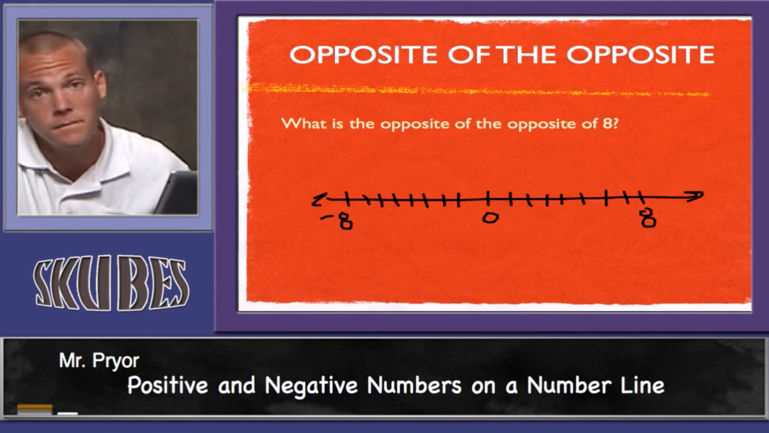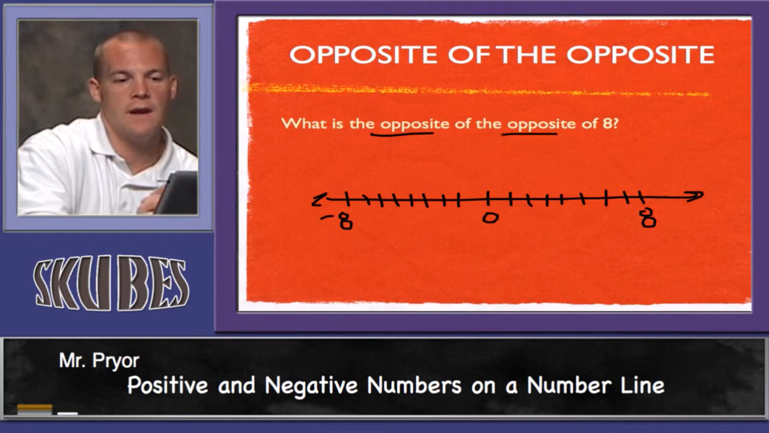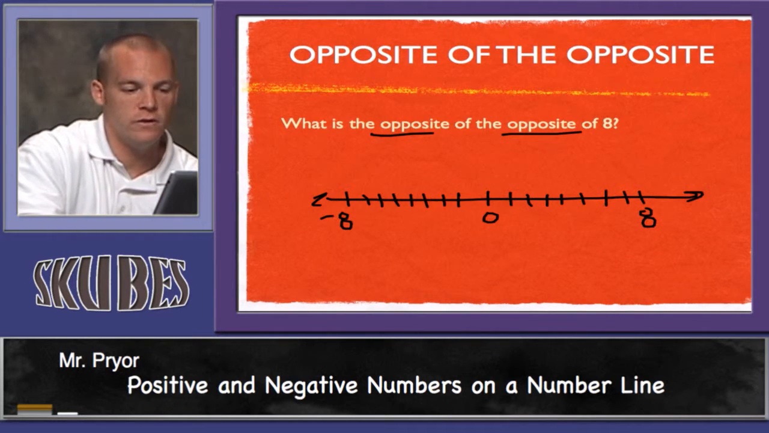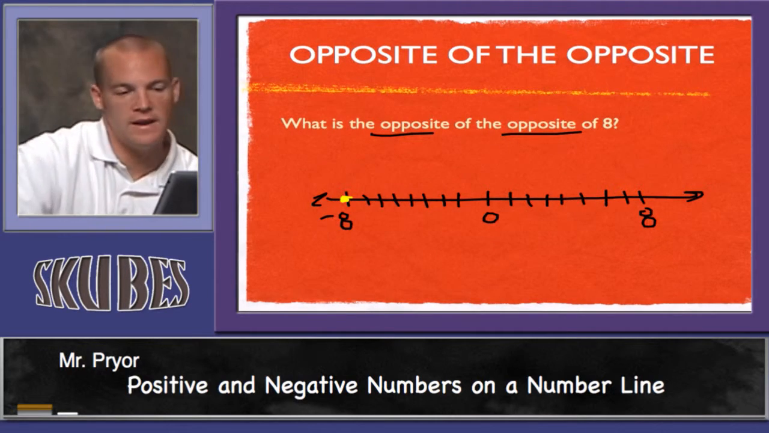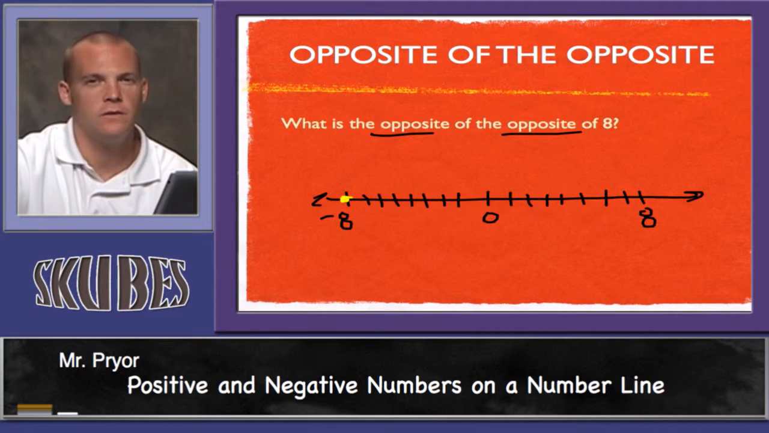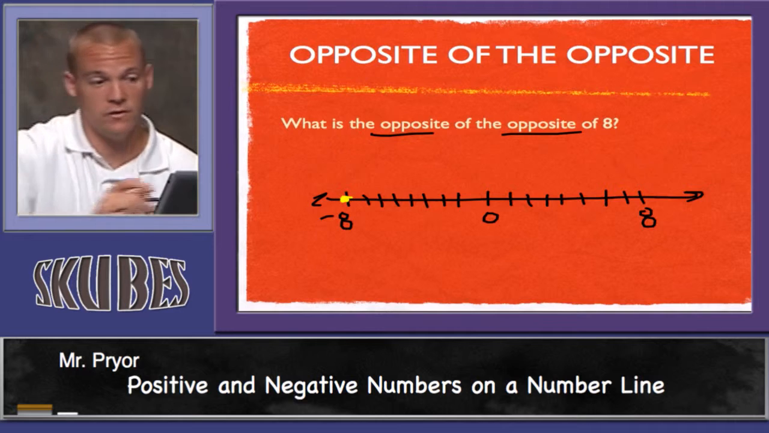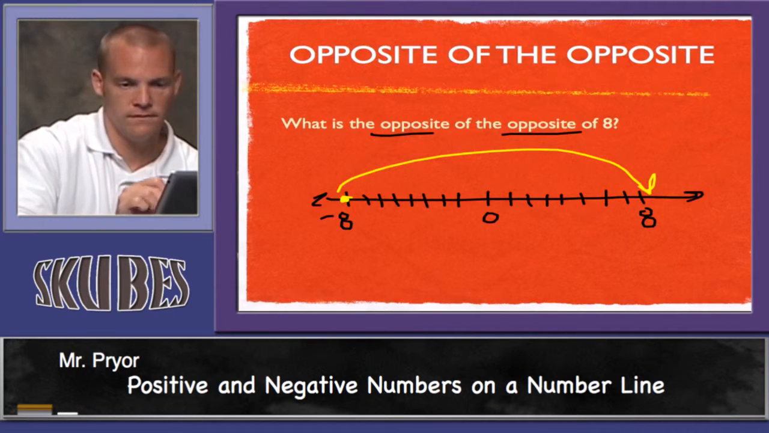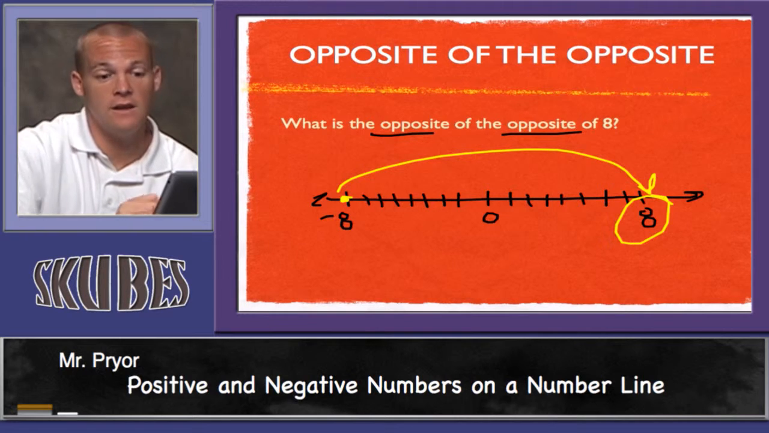Okay, normally we would just have you mark the opposite, but notice they want the opposite of the opposite. So what I'm going to do is show you how that works. First of all, we're marking -8 because that's the opposite of 8. But because we have to do it twice, we have to find now the opposite of -8, which would then, of course, take us directly back to where we began. So your answer to this problem is actually 8.